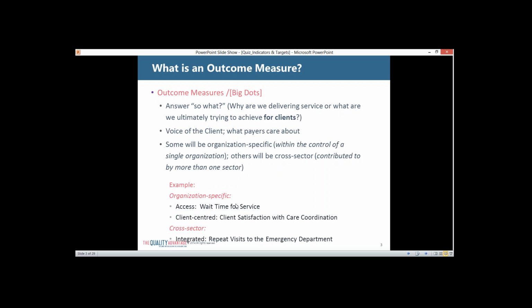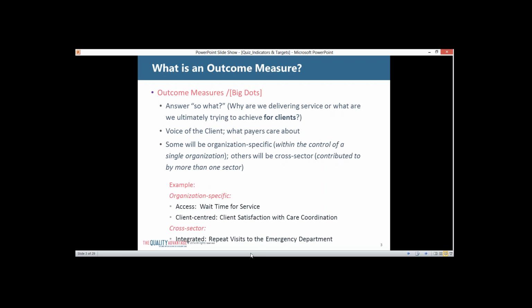So let's take a look at a couple of examples. Organization-specific examples might be wait time for service, client satisfaction with care coordination, and you can see that I've attached each of those to a dimension of quality that would be included within the Excellent Care for All Act. So wait times are linked directly to the access dimension, whereas client satisfaction or client experience is linked to the client-centered domain. Outcome measures generally are measures which fit within one of these domains because the domains are client-facing. They're things that clients would care about.